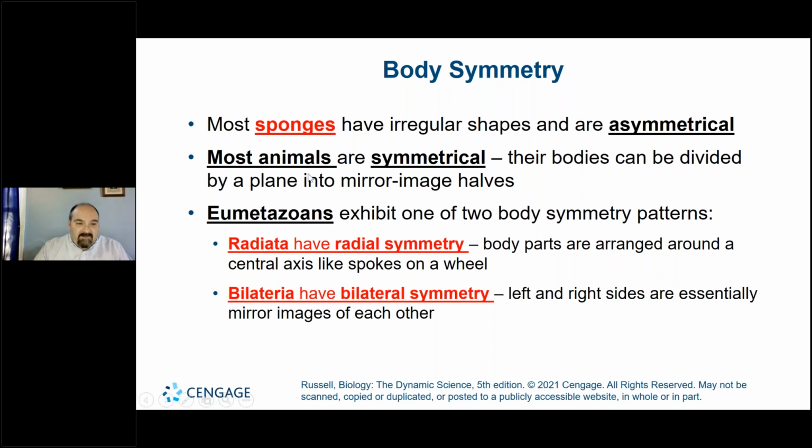Now, know that most animals are symmetrical, right? So their bodies can be divided by a plane into mirror image halves. We can take the human body and do a mid-sagittal cut through the human body and create a right half and a left half, right? And they're mirror images of each other.